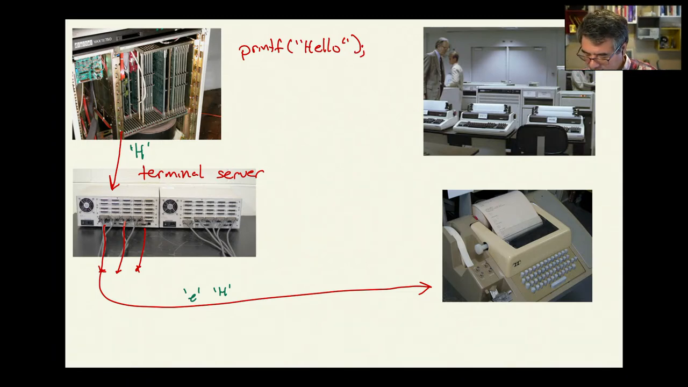Okay, so what happens if I go the reverse direction? What happens if I type one of the keys over here? Well, the bits for what I type, let's say it's my name. If I type a B, that B goes that direction. It goes into the terminal server. It goes up this bundle of cables into the computer. And now the B is there, but as far as my terminal is concerned, that B is gone.